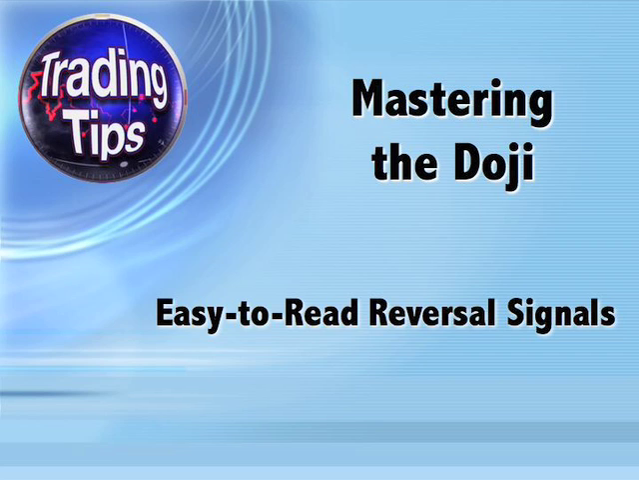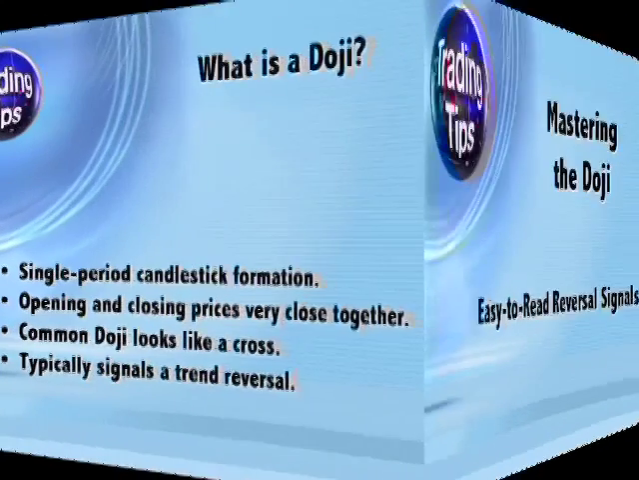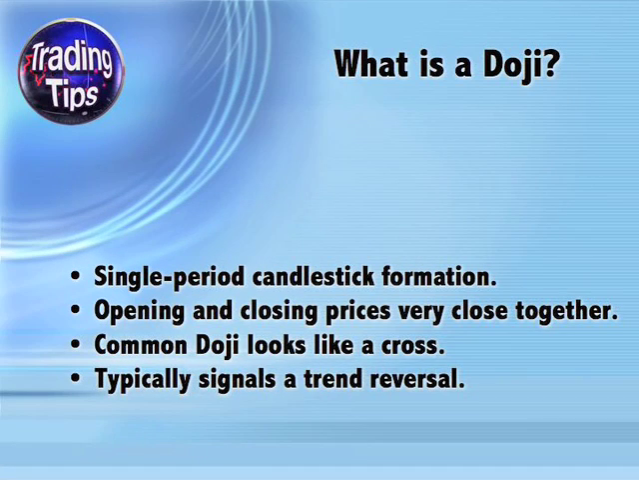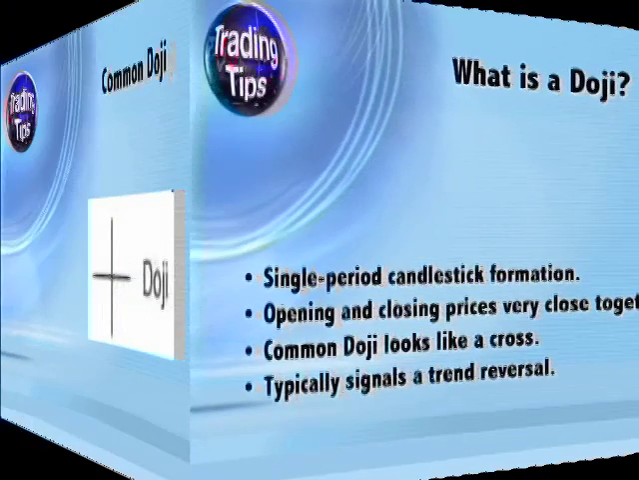Welcome to this TradingTips.com video newsletter on mastering the doji, how to spot these easy-to-read reversal signals and trade them. Let's get started. First, what is a doji? It's a single period candlestick formation. Its opening and closing prices are the same, or at least very close together, so that a common doji looks like a cross, and dojis typically represent the reversal of the current trend.